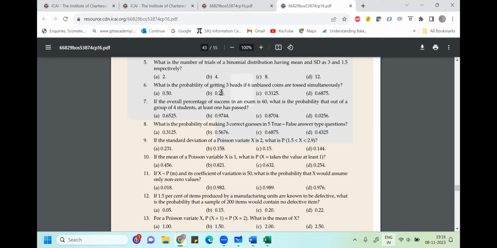Already we have done 5 by 16 is 0.3125. In true-false, if your success probability is 1 by 2, your failure probability is also 1 by 2. Whenever you get that kind of scenario, just apply my formula: nCr by 2 to the power n.